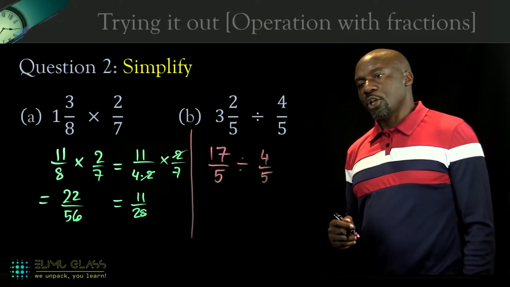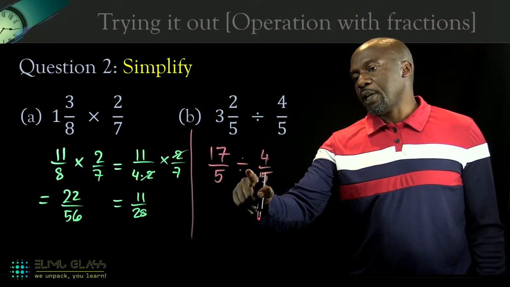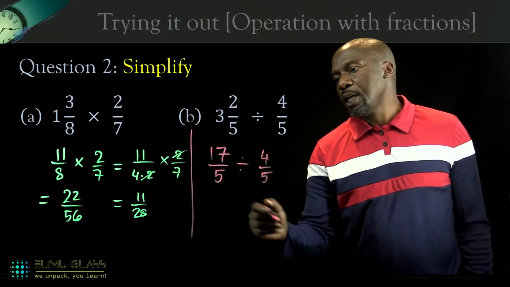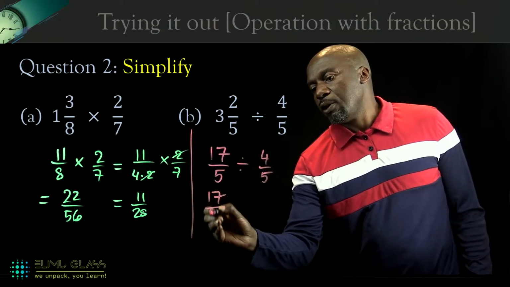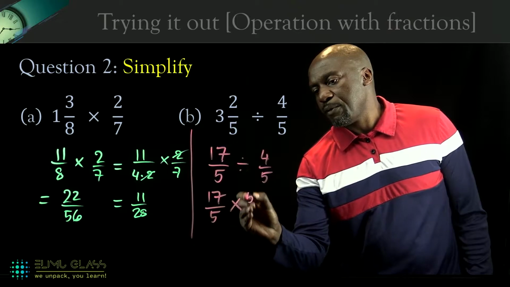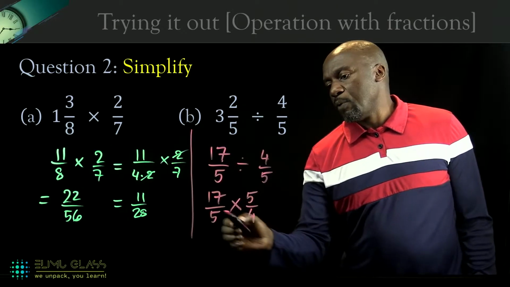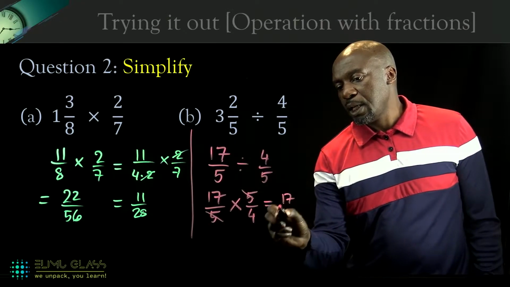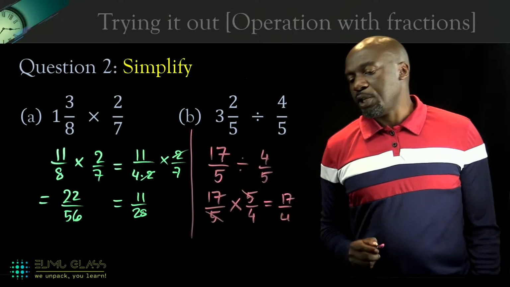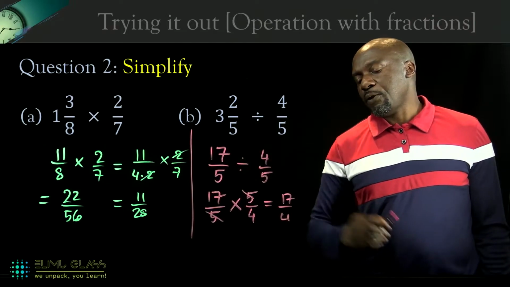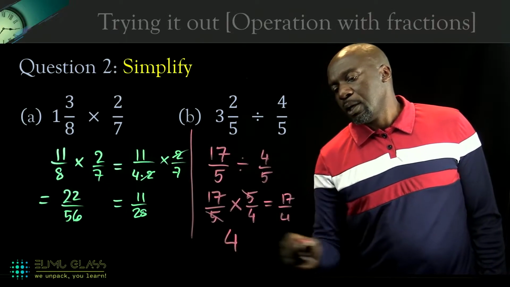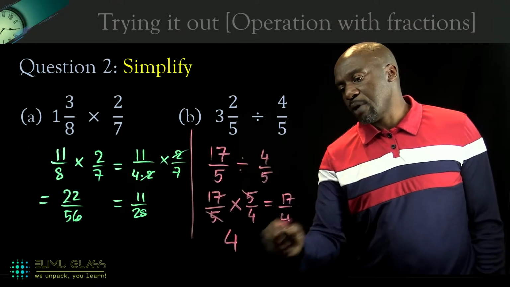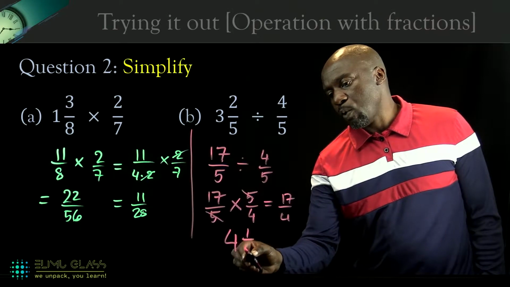When it comes to division, we know that we can change this to a multiplication sign and flip the divisor. This is the divisor fraction. So this becomes 17 on 5 and we multiply by 5 on 4, and we can cancel that and cancel that, and that gives me 17 out of 4, which is an improper fraction, and 4 goes into 17 4 times. Okay, 4 times 4 gives us 16. There is a remainder of 1, so we can write this as 4 and 1 over 4.